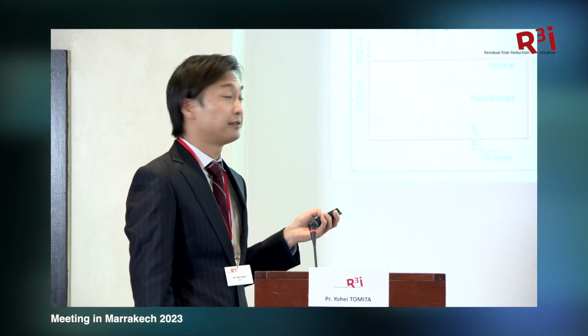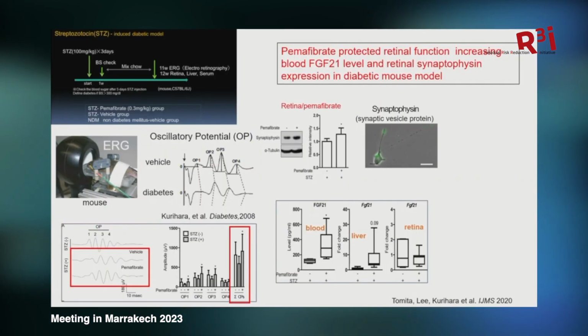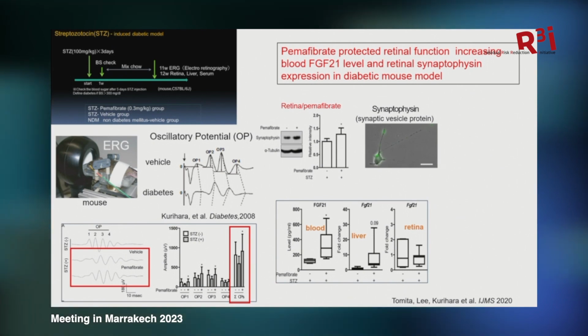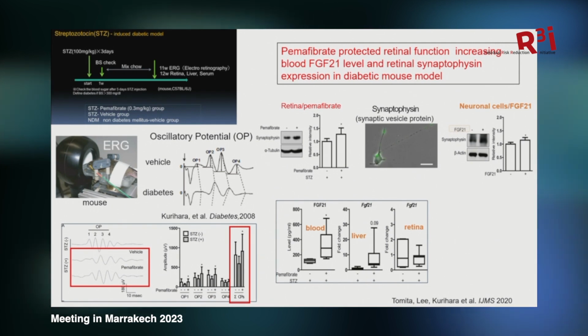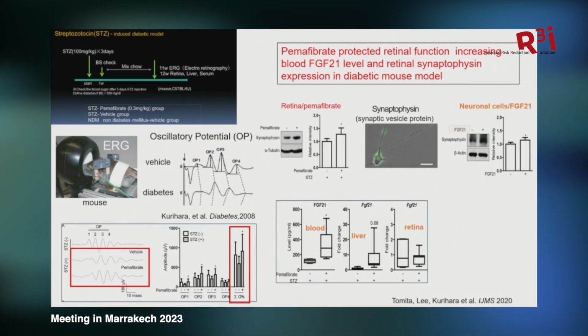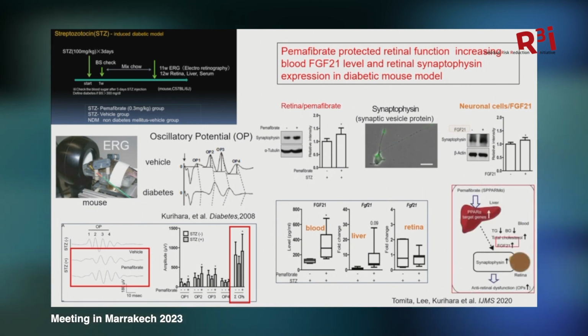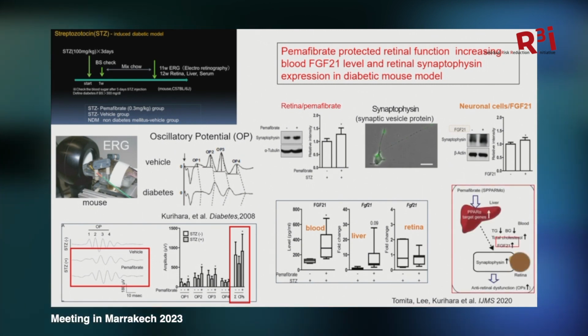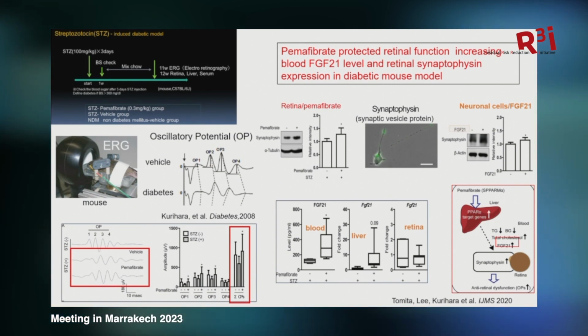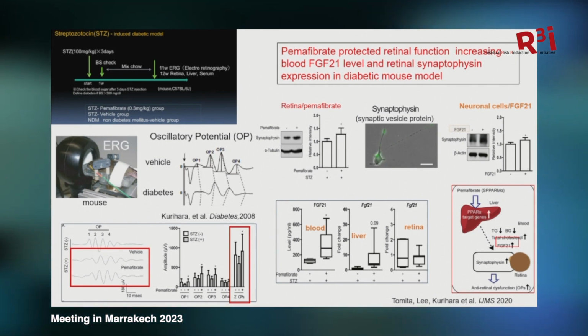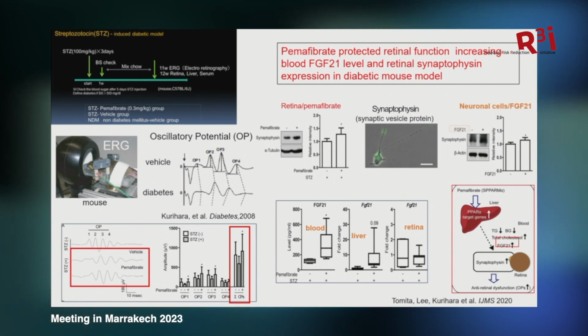And we also found that FGF21 is increasing in the liver and the blood, not in the retina. And FGF21 kept the synaptophysin expression in the neuronal cells too. So again, we concluded that pemafibrate increased FGF21 in the liver and the blood and keeps the synaptophysin level in the retina and keeps the retinal function.